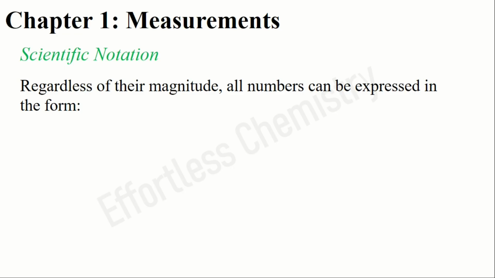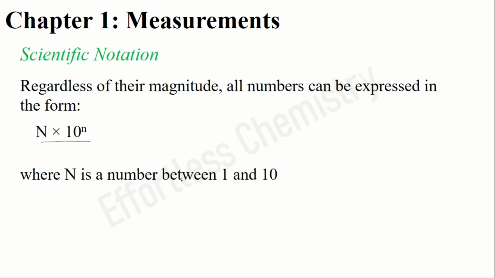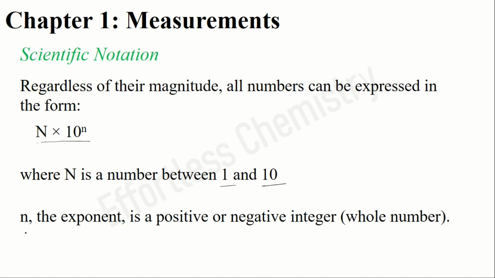Regardless of their magnitude, all numbers can be expressed in the form of N multiplied by 10 to exponent n, where N is a number between 1 and 10 and n is the exponent. The exponent is a positive or negative integer, a whole number. Any number expressed in this way is said to be written in scientific notation.